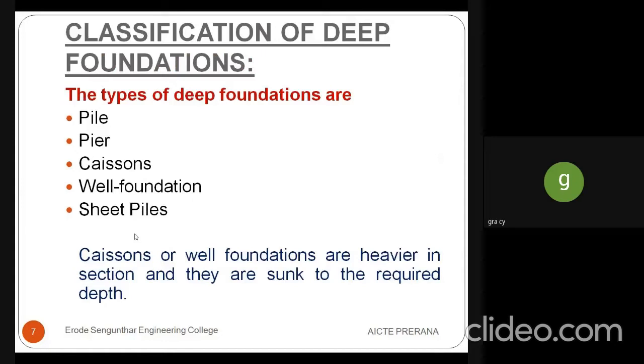So these are the classifications of the deep foundation. First one is pile foundation, second one is pier, third one is caissons, fourth one is well foundation, and fifth one is sheet piles. Caissons or well foundations are heavier in section and they are sunk to the required depth.